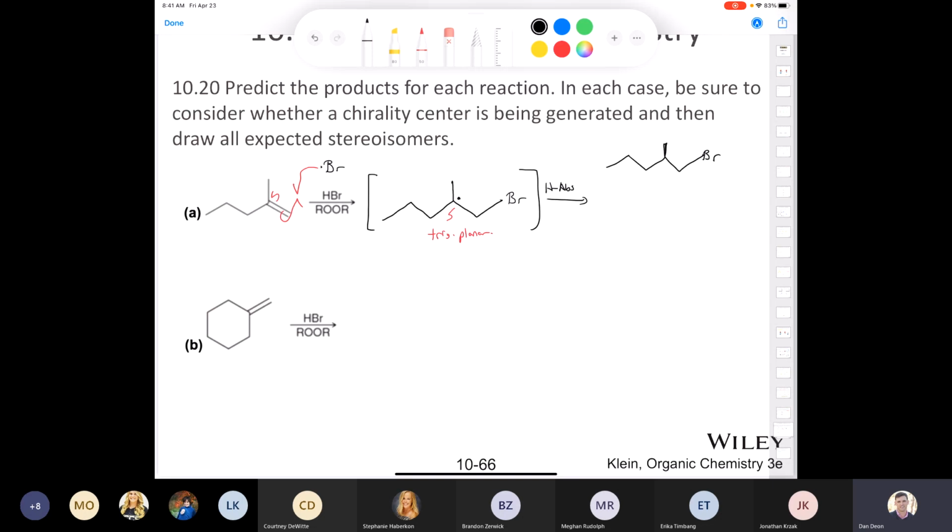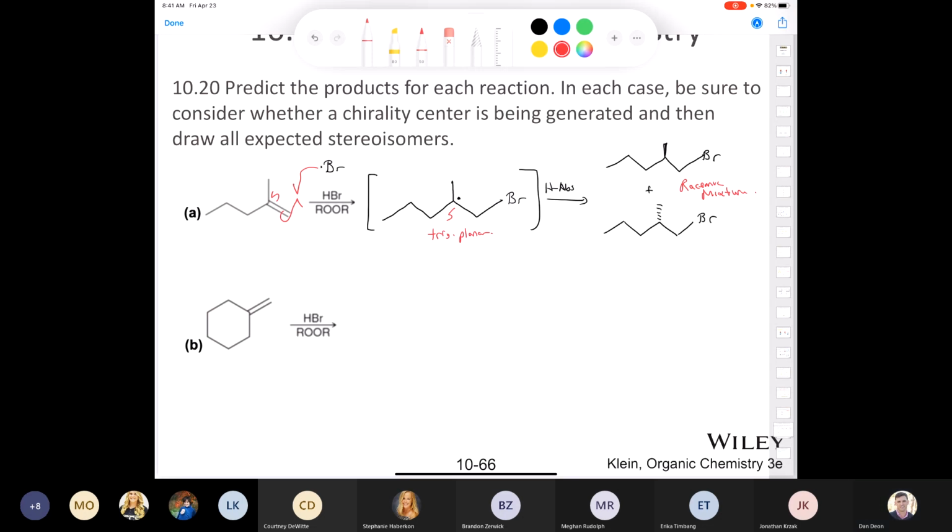So we're going to have the methyl group pointing up, and we're also going to have that methyl group going back behind the page, okay? Because again, the hydrogen is going to add from either face of the molecule. So here we're going to end up with a racemic mixture.